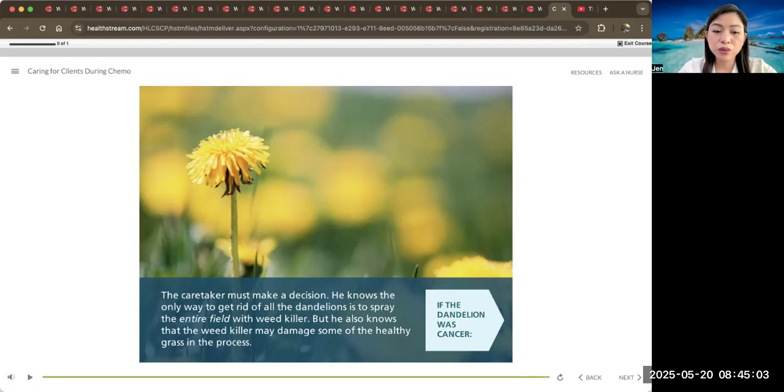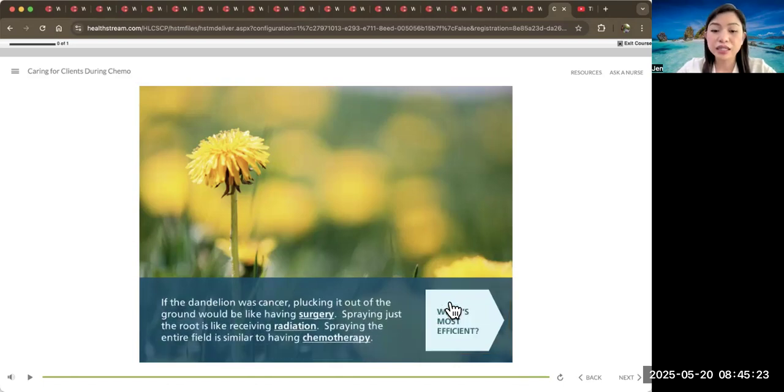He knows the only way to get rid of all the dandelions is to spray the entire field with weed killer. But he also knows that the weed killer may damage some of the healthy grass in the process. If the dandelion was cancer, plucking it out of the ground would be like having surgery. Spraying just the root is like receiving radiation. Spraying the entire field is similar to having chemotherapy.